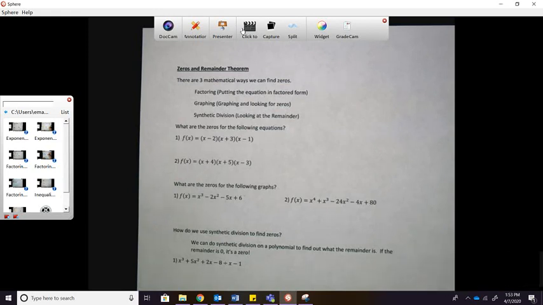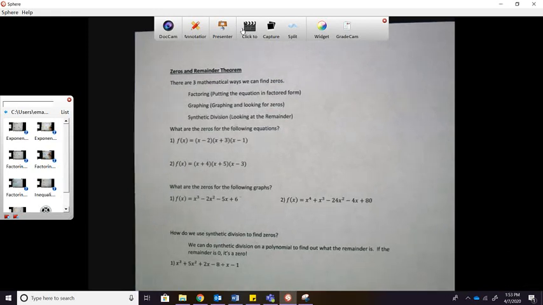Today we're going to be talking about the zeros and remainder theorem. There are three mathematical ways that we can find zeros when given an equation. We could factor them. We have done a video about factoring with grouping and big X and GCF and difference of squares. So that's one way to find zeros. We can also graph it and actually look at where the zeros are on the graph. And then last but not least, we can use synthetic division.